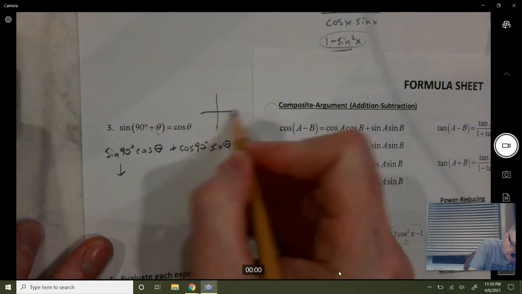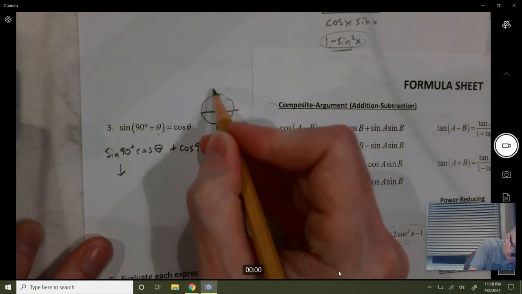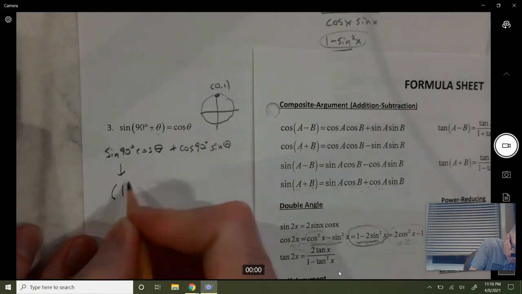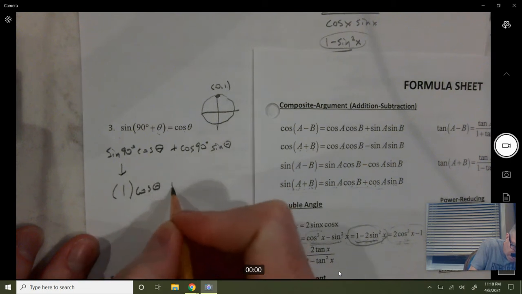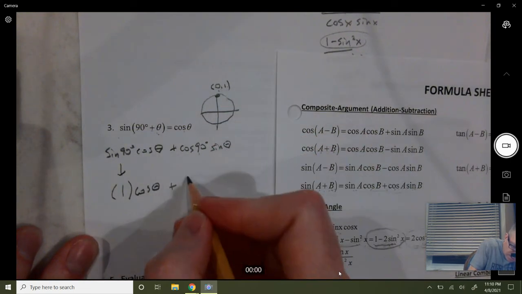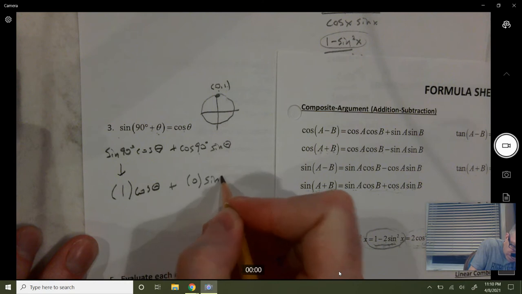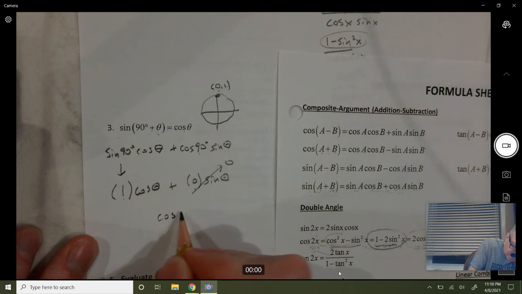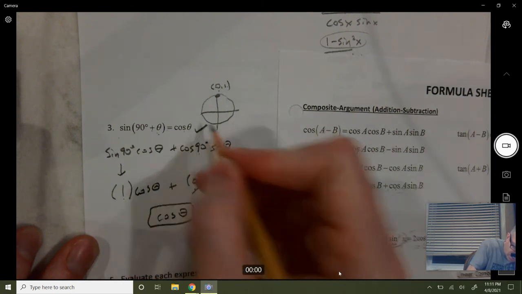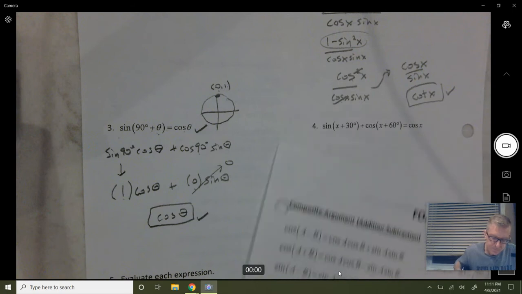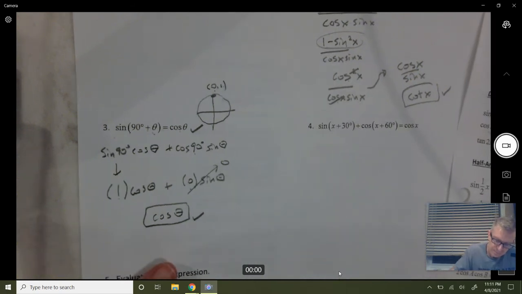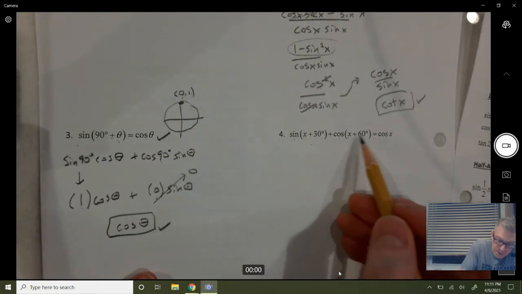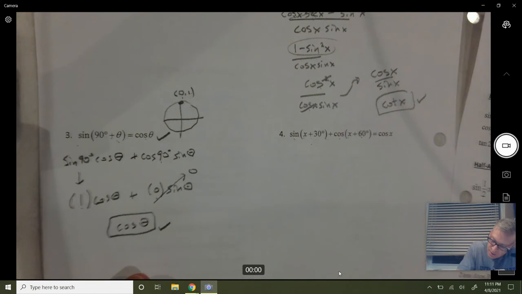We draw a 90-degree angle. That gets us up here, 0, 1. Sine of 90 is 1. So 1 times cosine theta plus cosine of 90. Well, cosine of 90 is 0. 0 times sine theta. 0 times anything is 0. So we simply get 1 times cosine theta, which is cosine theta, which is what we were hoping to get. Okay. Next one, here we can do the same thing, sine of a plus b, and then cosine of a plus b, and hope that simplifies.